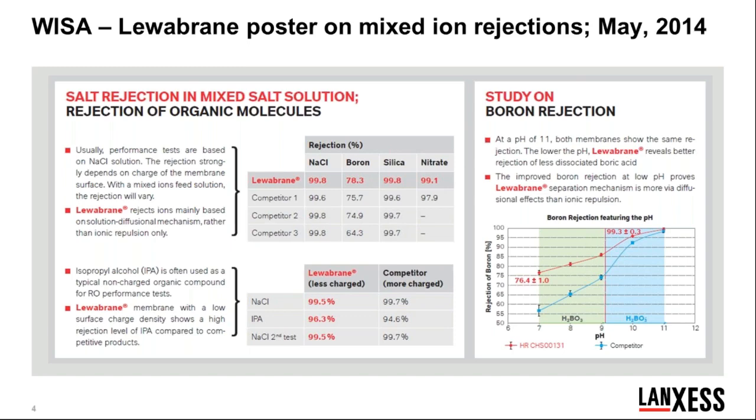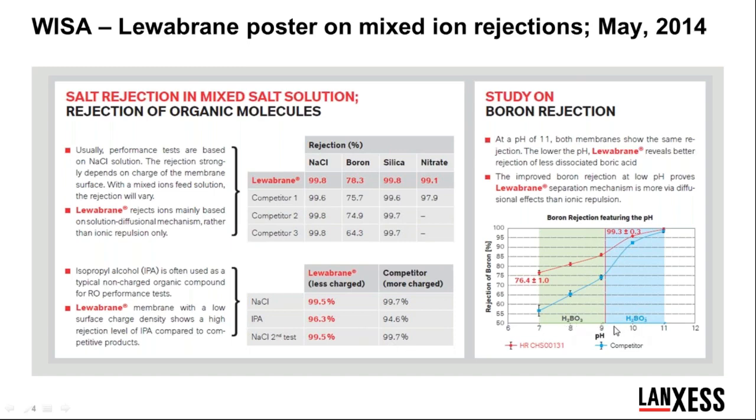What's interesting here is if I compare salt passage, the salt passage for the LewaPlus is about 3.7%. Salt passage for the competitive membrane is 5.4%. If I ratio those, what you'll find is there's about 45% more IPA coming through the competitive membrane. So the argument is that solution diffusion does have an impact and does differentiate different membranes. The data on the right, boron rejection, is sort of a testimony to this.